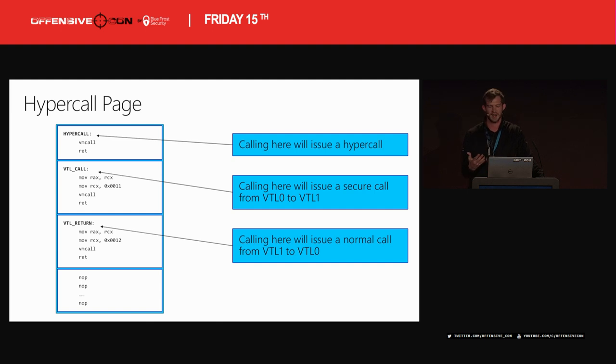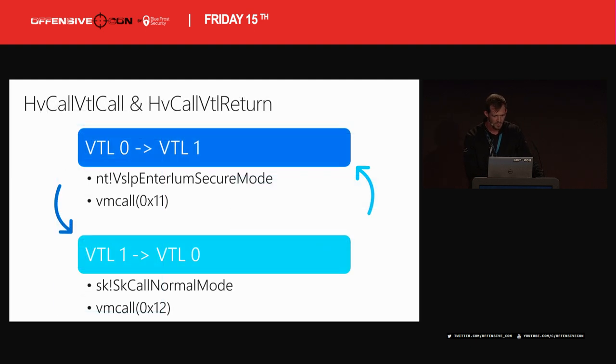So currently, the call code is hex 11 and hex 12 for calling and returning. The normal kernel is going to request specific services from the secure kernel by issuing that secure call, and vice versa. And the flow for switching VTLs is as such. If you recall, each virtual processor has an associated trust level attribute. So by invoking this hypercall, the hypervisor is essentially going to change this attribute.